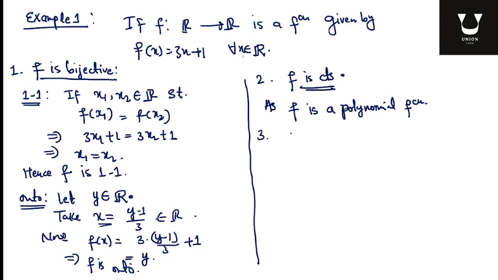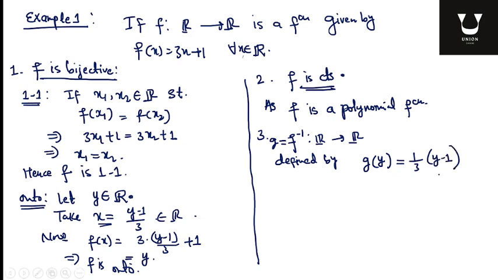So now, since f is bijective, I can talk about f inverse. f inverse is a mapping from, again, R to R. It is defined by f inverse of y equals 1 over 3 times (y minus 1). Why? Because we have f of x as 3x plus 1. If I denote f of x by y, then y will be 3x plus 1. So this implies x will be y minus 1 over 3. Therefore, the inverse function is defined like this for every y in R.